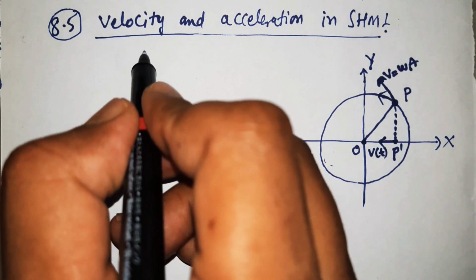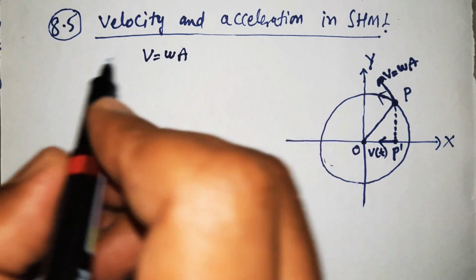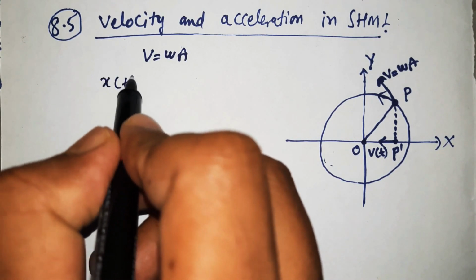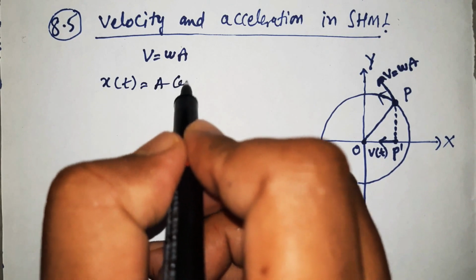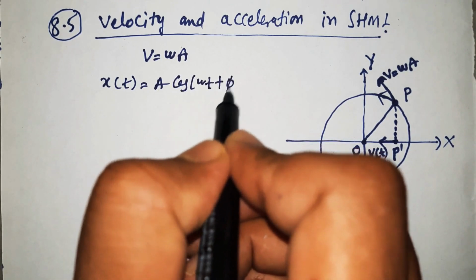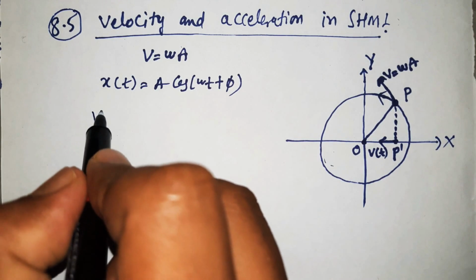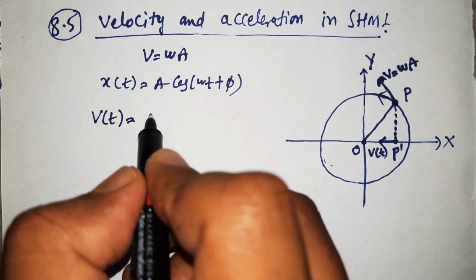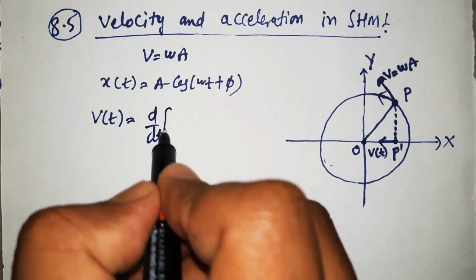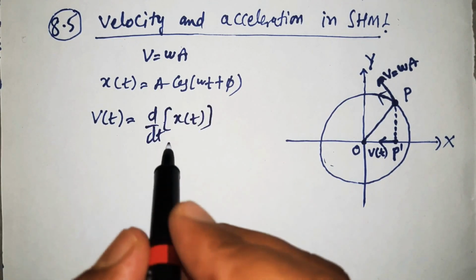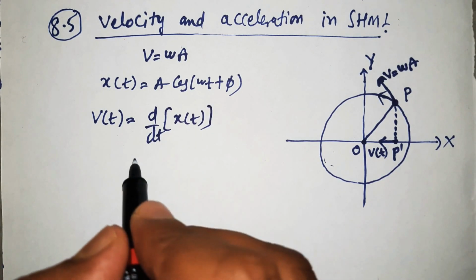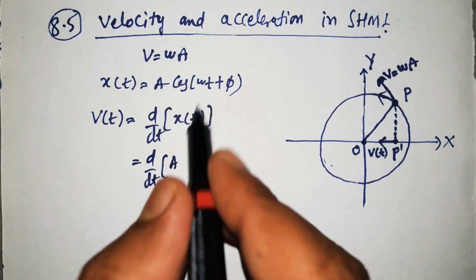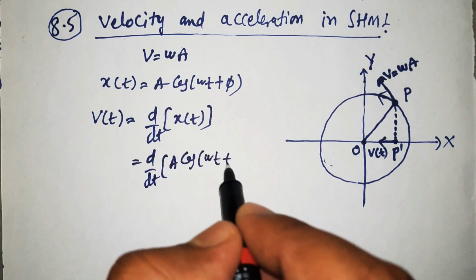So here we have v is equal to omega into a, and we know that x of t is equal to a cos of omega t plus pi. So we have to find v of t. Velocity is the rate of change of displacement, d by dt of x of t. So that is d by dt of a cos of omega t plus pi.